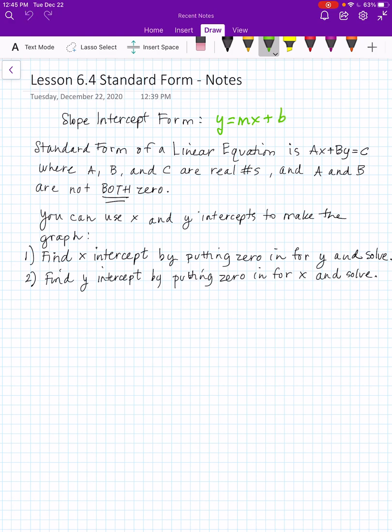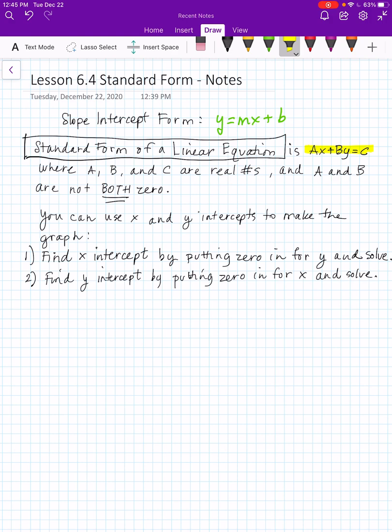Slope-intercept form, you all know as y equals mx plus b. And again, I'd write that in my notes. And here is standard form. So standard form of a linear equation, and maybe I throw a box around that because it's got some mathematical language here, and I like to show you mathematical language. So standard form is ax plus by equals c.